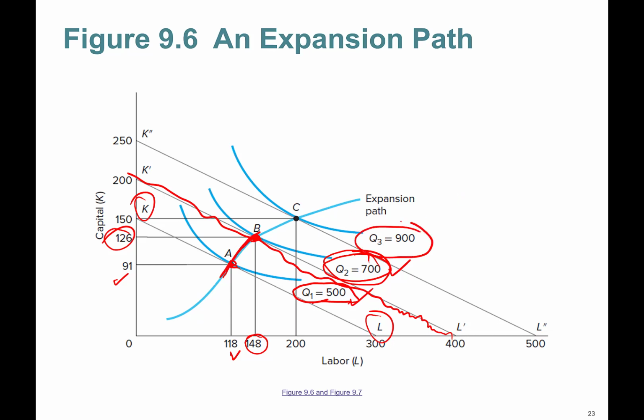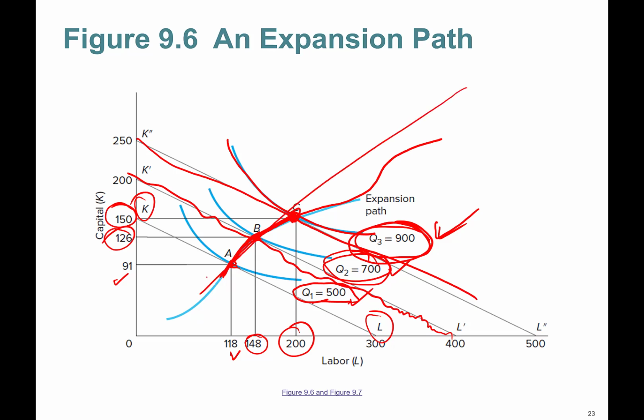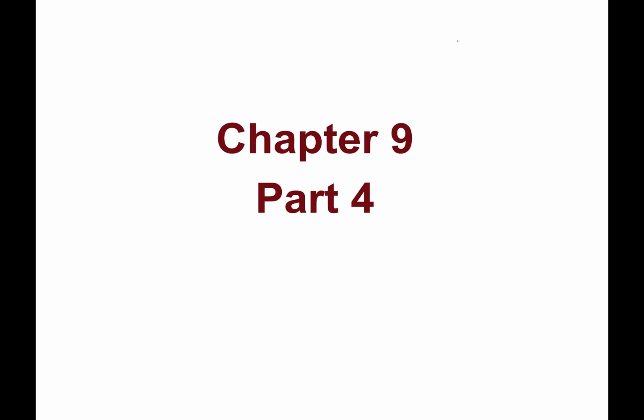Let's go to the next output level we wish to produce. So let's say profit maximizing output level is 900. Okay, I need to definitely increase my production level. All right. So to increase that and do it at the minimum cost, I find the tangency point between this isoquant and the isocost, boom, at point C. Okay, and here I'm using 200 workers, 150 capital, and I connect these points. This expansion path doesn't have to be a straight line because things don't need to be increased proportionally. So this concludes part 3. I'll see you in part 4.